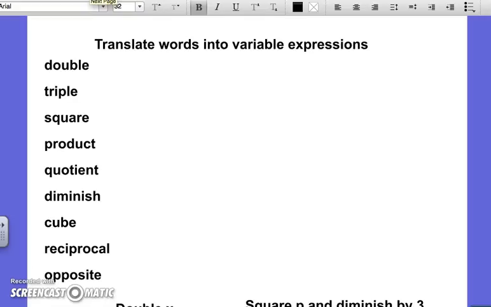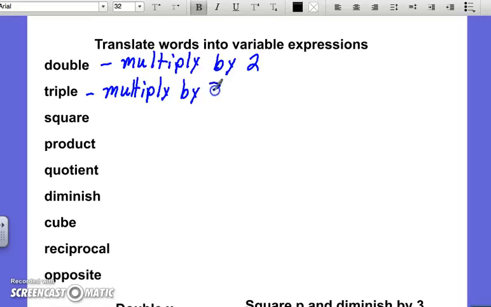All right. And finally, translate words into variable expressions. So we've got to be able to translate words. Well, in order to do that, we need to understand what these words mean. Double. What does it mean to double something? Well, that means to multiply by 2. To double something means to multiply by 2. What does triple mean? It means to multiply by 3. Okay. Square. Well, to square something, that means to multiply by itself.